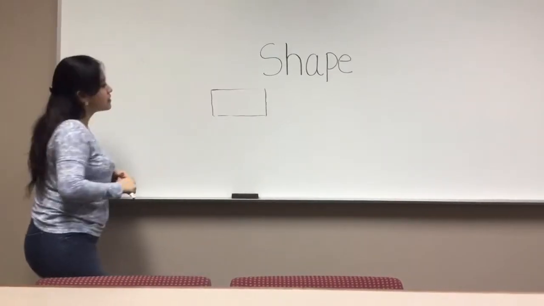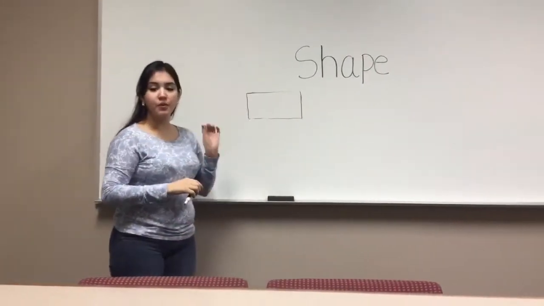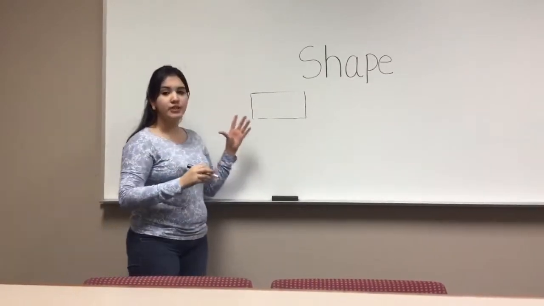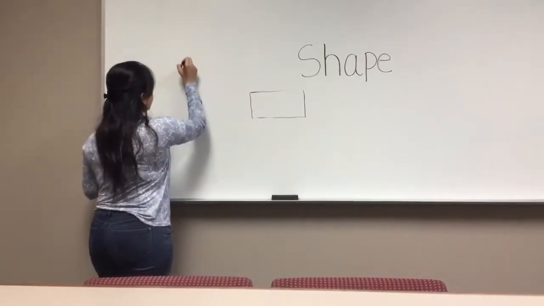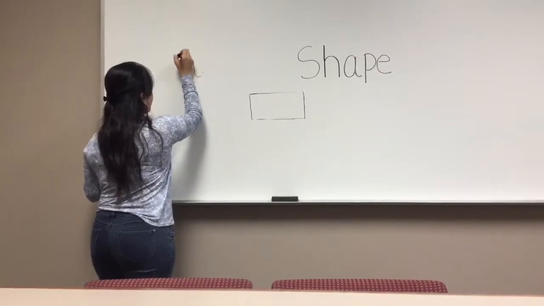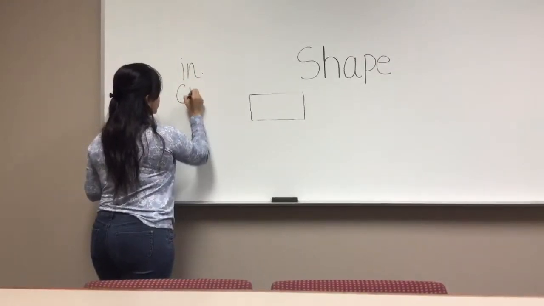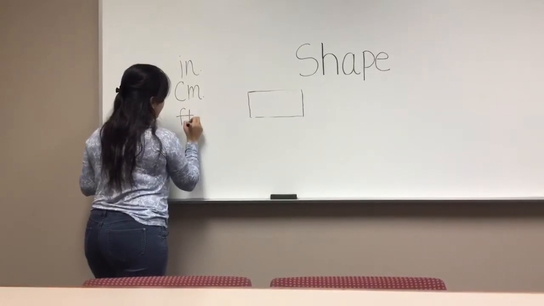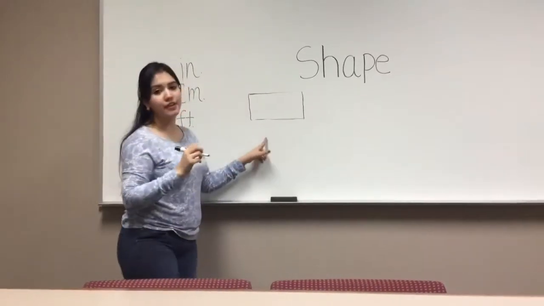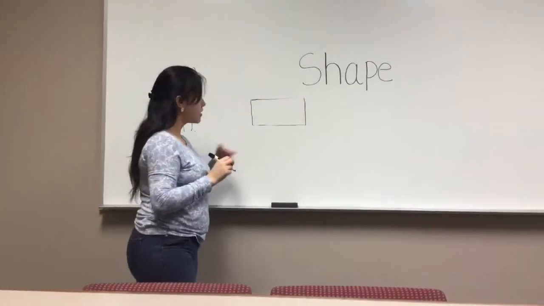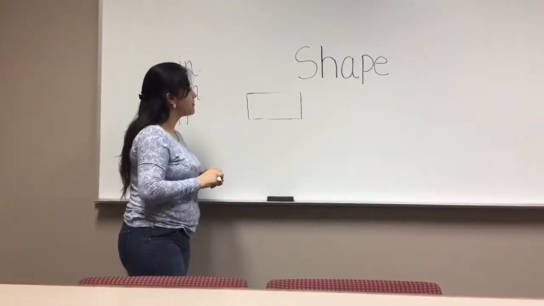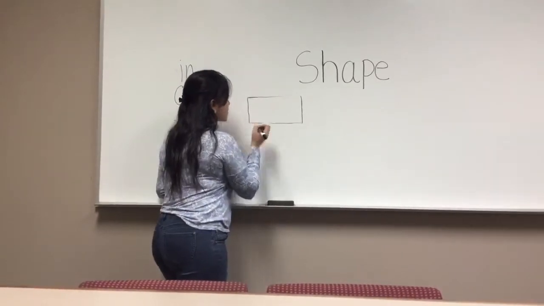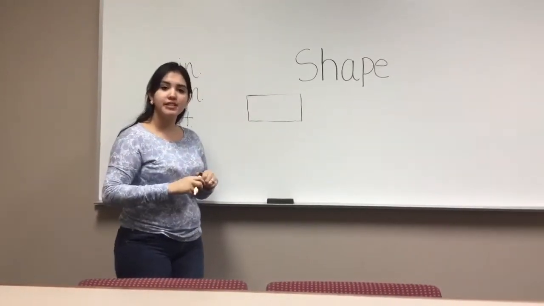Now, always remember that for perimeter, always include the units. Some examples of the units can be inches, centimeters, or feet. Always include this in your final answer. So now we can start by finding the perimeter of this rectangle. Do you know more or less what the perimeter is?